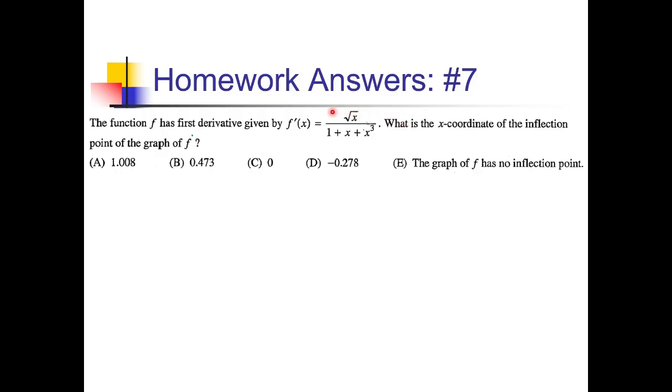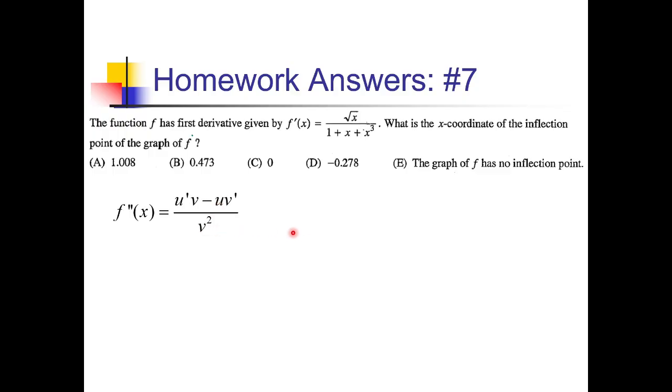So we just need to first figure out what f double prime looks like, and then since this is a graphing calculator problem, we're just going to graph it and see where it crosses the x-axis, if anywhere. So what is f double prime going to be? Well, since I've got a quotient that I can't really simplify here, I'm going to use my quotient rule, u prime v minus u v prime over v squared.